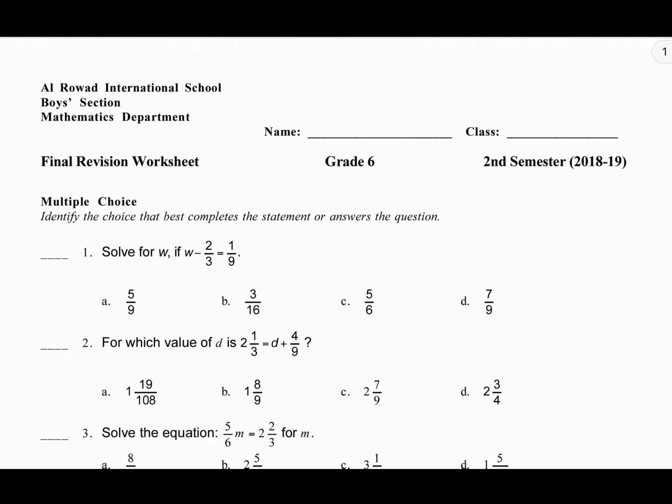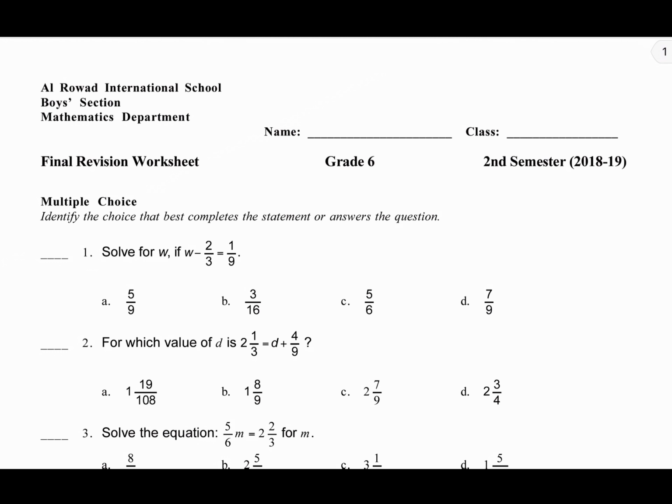Today we have final revision worksheet for grade 6 second semester. First question, solve for W if W minus 2 over 3 equals 1 over 9.